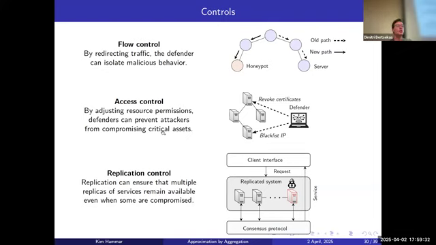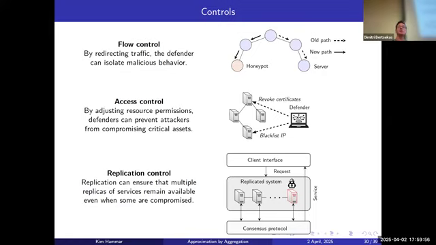Another control is access control, that you can use to constrain the movement of a potential attacker to not allow it to access certain parts of the system. And another example would be replication control, where you can ensure that critical services have multiple replicas and can continue to maintain service even when some replicas may be compromised.